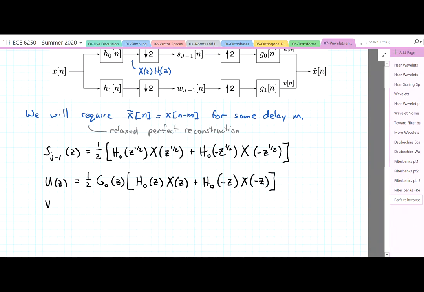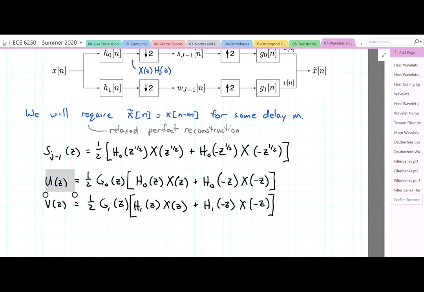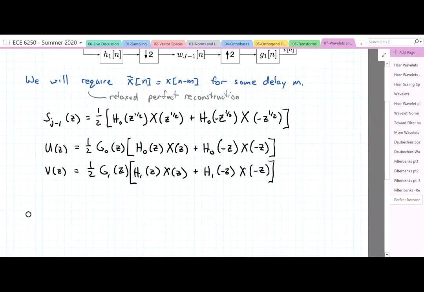And we get something almost identical for the wavelets, with just a little bit of sign differences as before, and it's using filter 1 instead of H0. So H1 of z X of z and H1 of negative z X of negative z. So there will be those sign differences in it, at least there were for the Haar wavelet, and we'll assume that that general idea is going to hold.